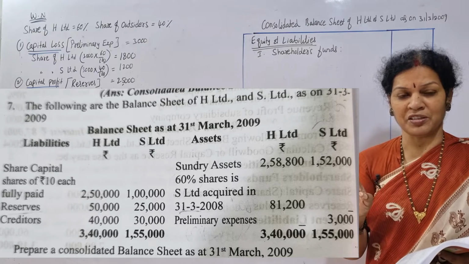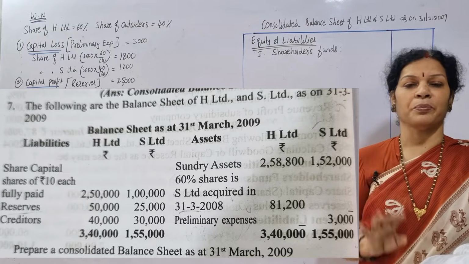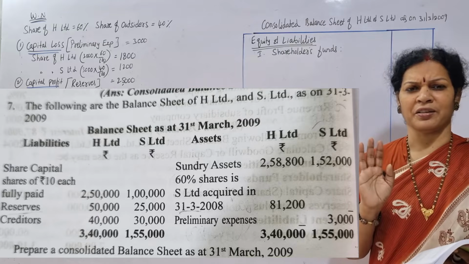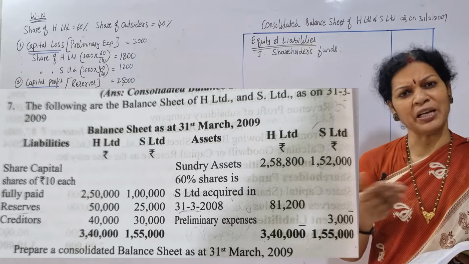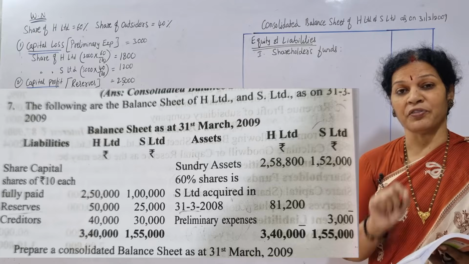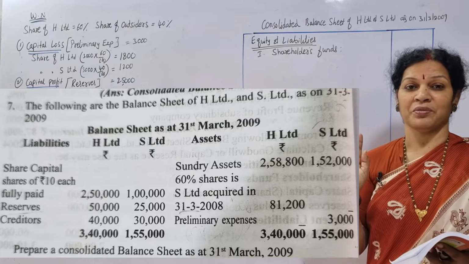Whenever we are showing reserves, this is last year's profit. Suppose last year we got 5 lakhs of profit. Out of this, 3 lakh we kept as reserve. How did we get this 3 lakh? From last year's profit only. That is why reserve is considered as profit. Which reserve? Subsidiary company's reserve.